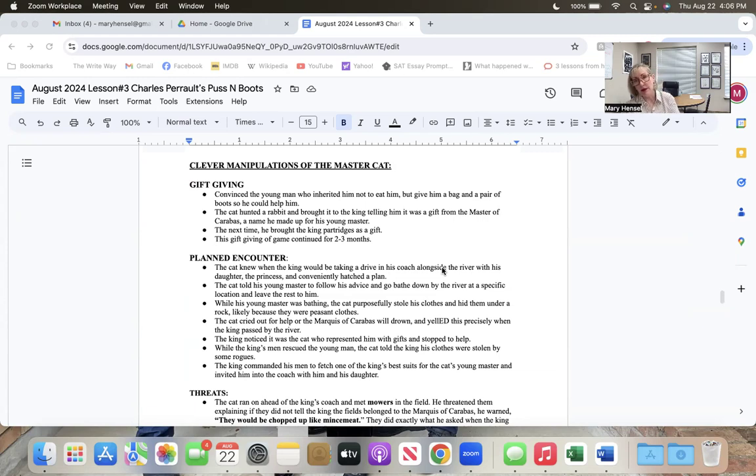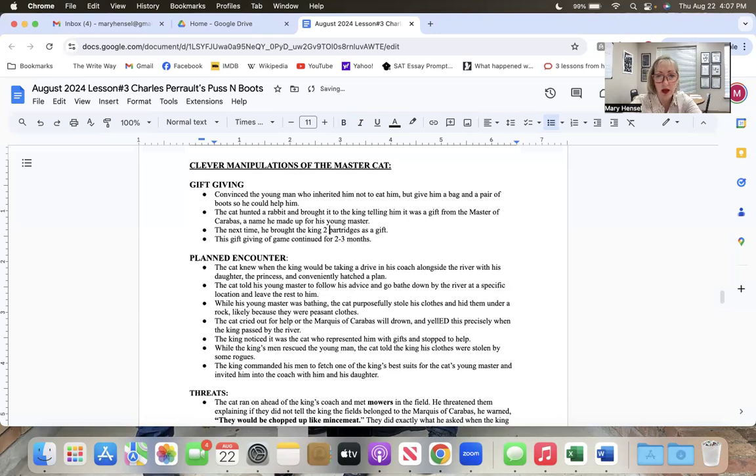Well, why would you make up a name? The name is Lord Master of Carabas. A lord is someone titled who has lands. That would have impressed the king. The next time he brought the king 2 partridges as a gift. And then the king offered him a tip.